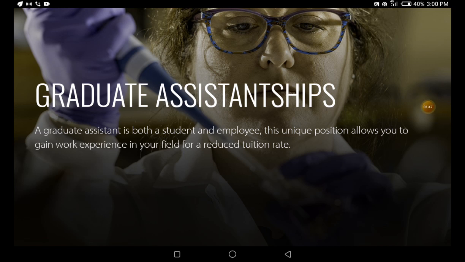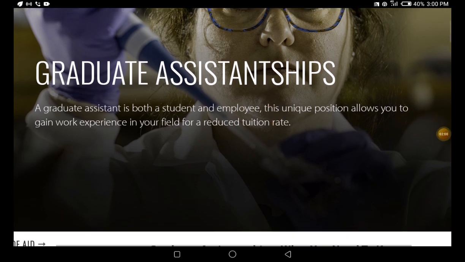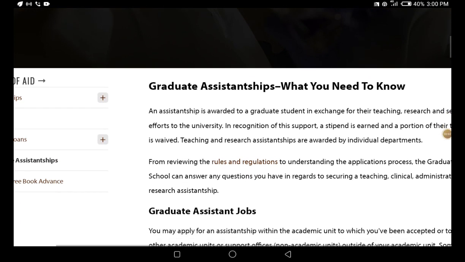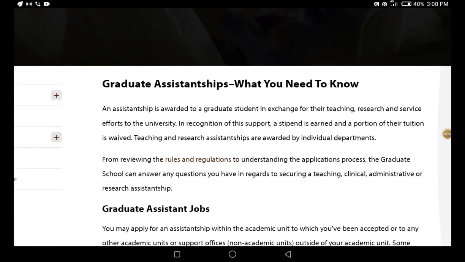Okay, so here it says the graduate assistantship is both a student and employee. This unique position allows you to gain work experience in your field for reduced tuition rates. Okay, so most times you might need to pay part of your tuition, and most times if what you are getting can meet up with what you are paying for your tuition, then this is also good. Here it says it is awarded to graduate students in exchange for their teaching, research and service efforts to the student.